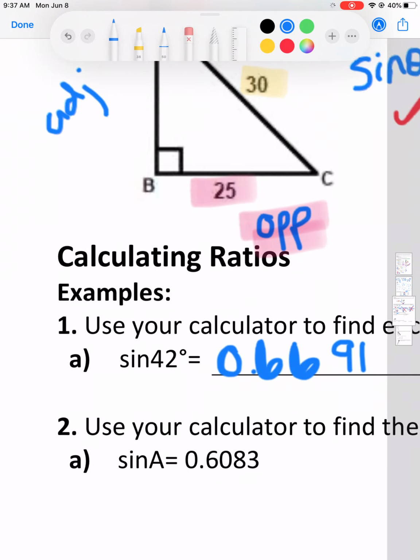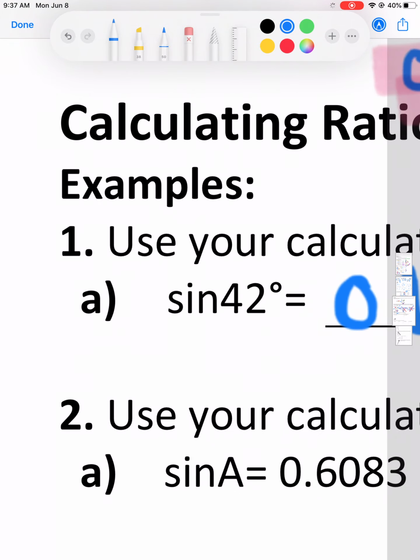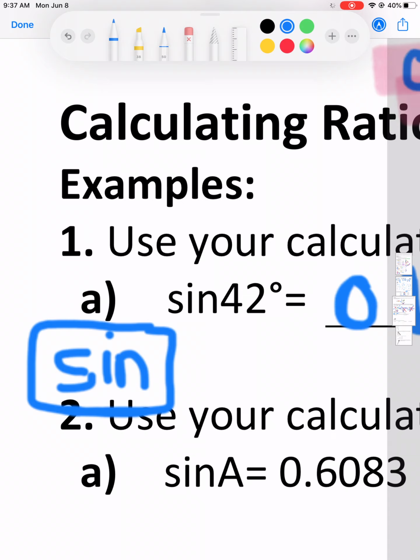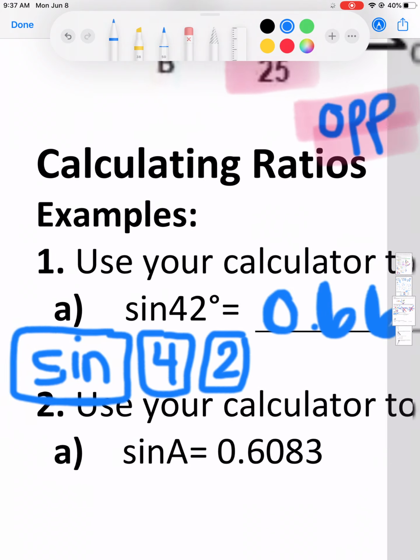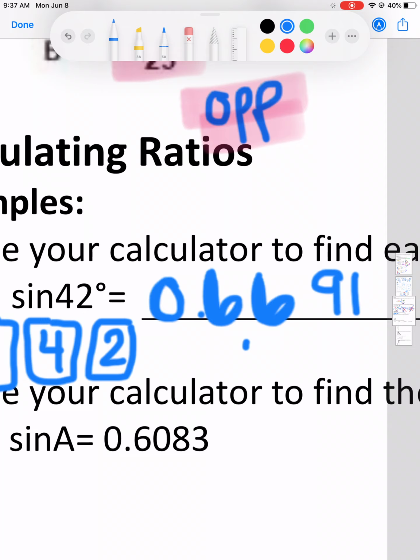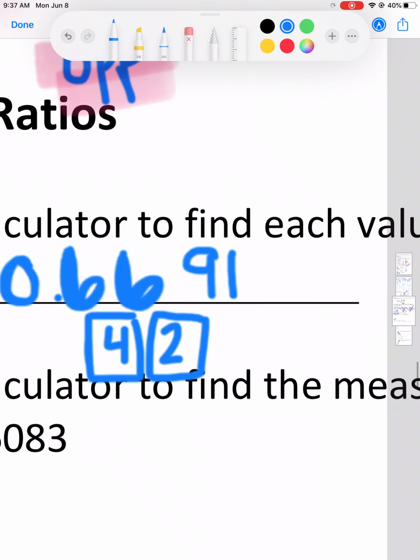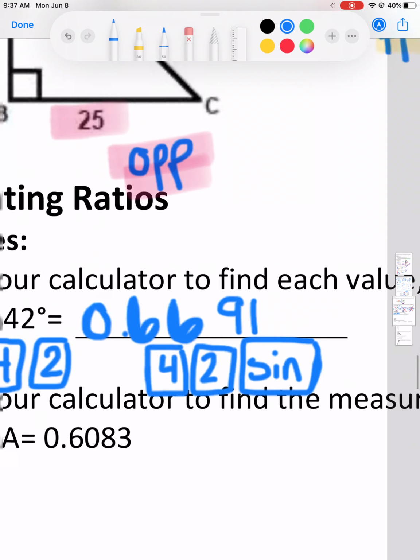So you either have to type in the sine button, then 42, or it's 4, you type in 42, then sine. Okay? It depends on the type of calculator you have.